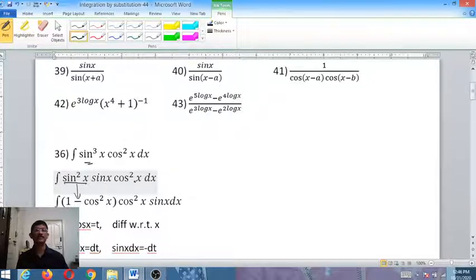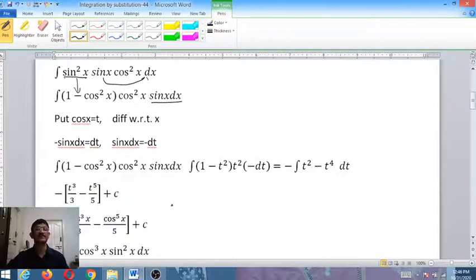Now look at here. This is cos square x into sin x, written last, sin x dx. Now look at here. This sin x dx, which function when differentiated gives sin x or a multiple of sin x, we should take cos x equals t. We take cos x equals t and differentiate with respect to x. So the derivative of cos x is minus sin x dx by dt. So sin x dx will be minus dt.